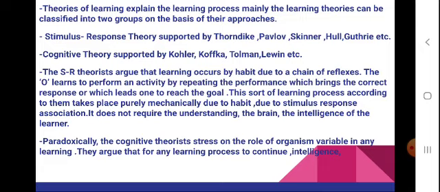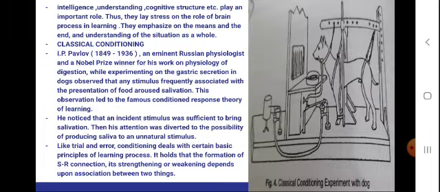Now, paradoxically, the cognitive theorists, they stress on the role of organism variable in any learning. They argue that for any learning process to continue, intelligence, understanding, cognitive structure, etc., they play an important role. Thus, they lay stress on the role of brain process in learning, and they lay stress on the means and the end and understanding of the situation as a whole.